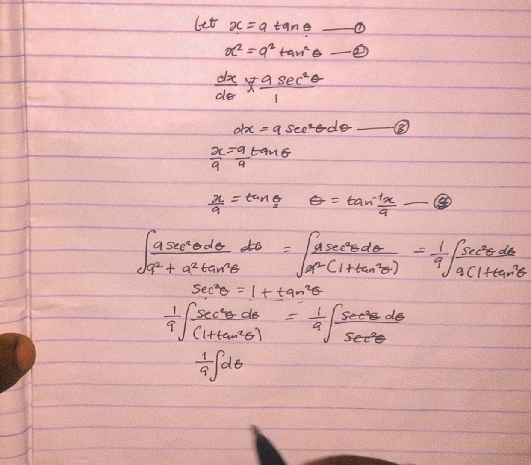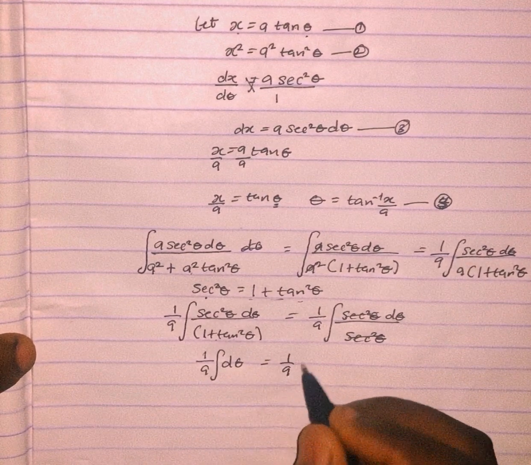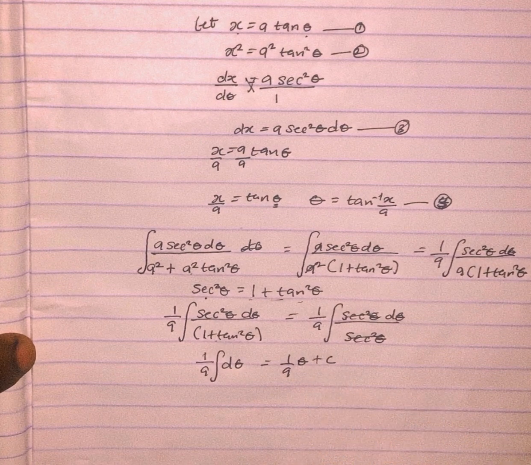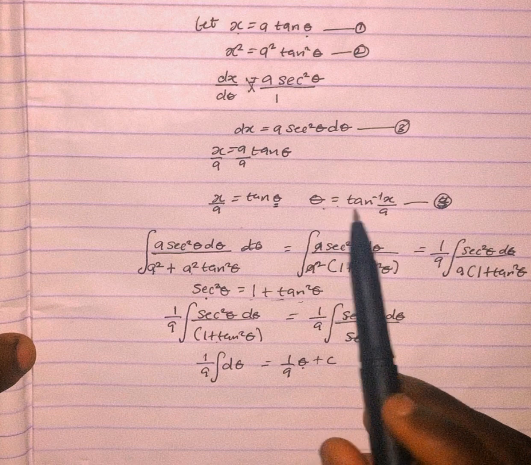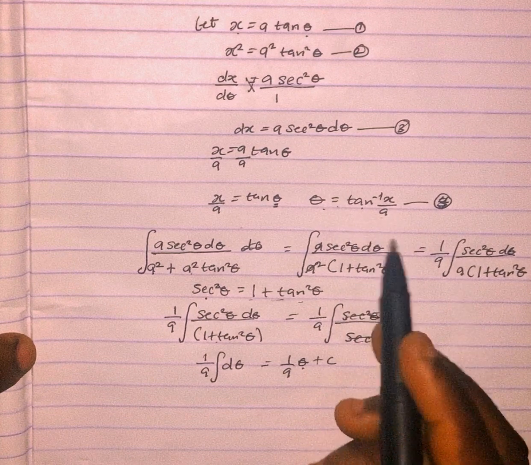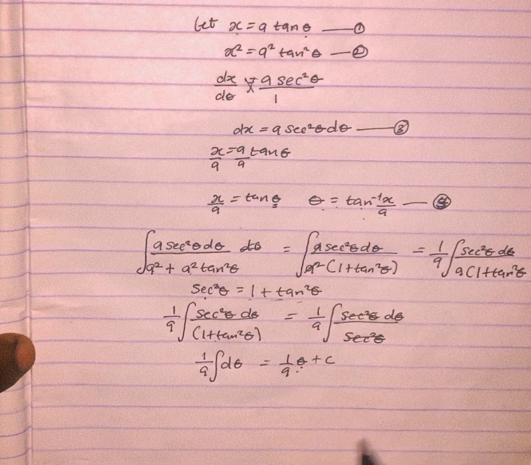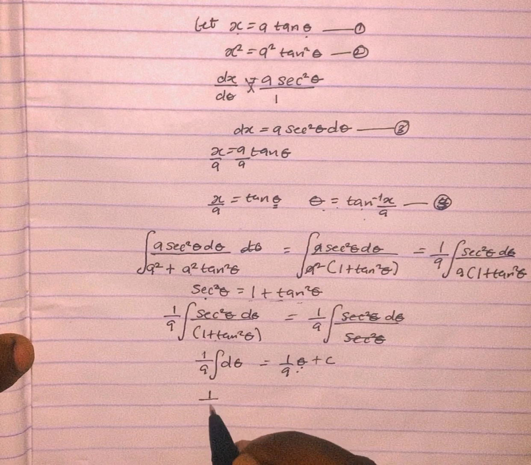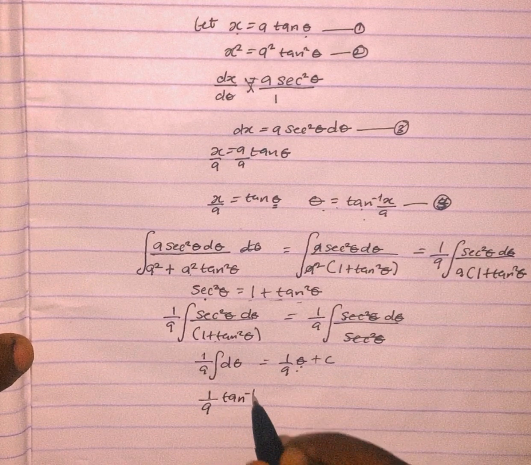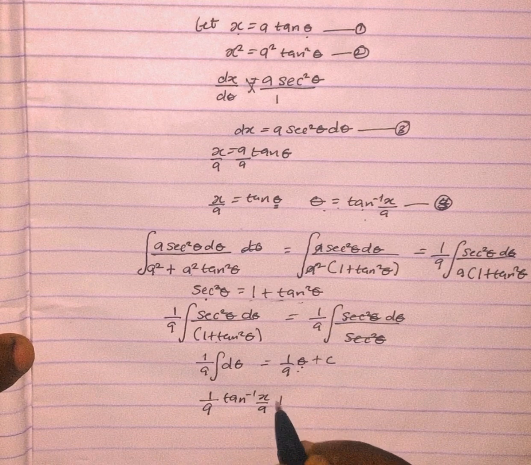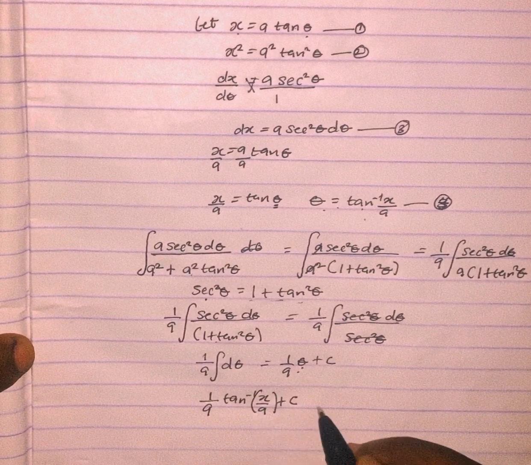If we integrate d theta, that's theta plus c, so 1 over a theta plus c, right? Then what's the value of our theta? Theta equals arctan x over a. Then let's replace theta with arctan x over a. So the final answer is 1 over a arctan x over a plus c.